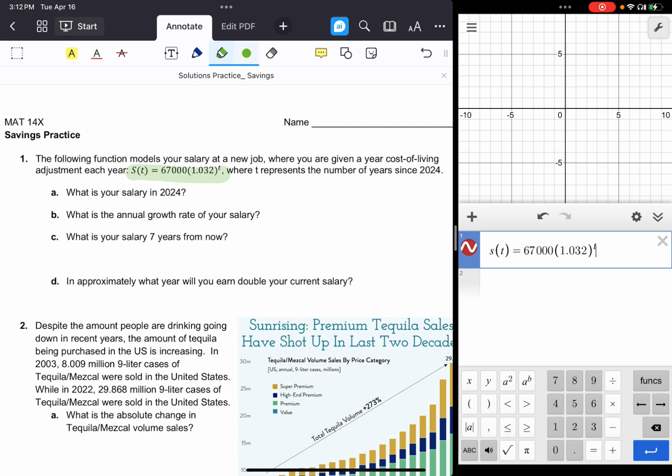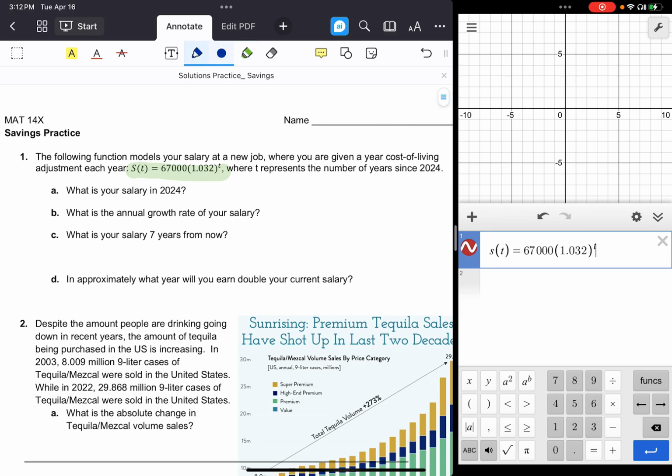If we think back to the parts of our exponential function, I'll just write that right up here at the top. Remember, we have this general form where A right here, we like to call our initial value. It's the value of our output at whatever year we're tracking from. And then the second most important piece is this R value.